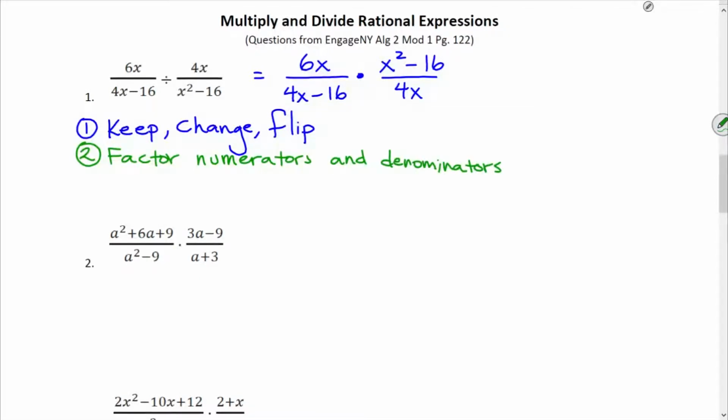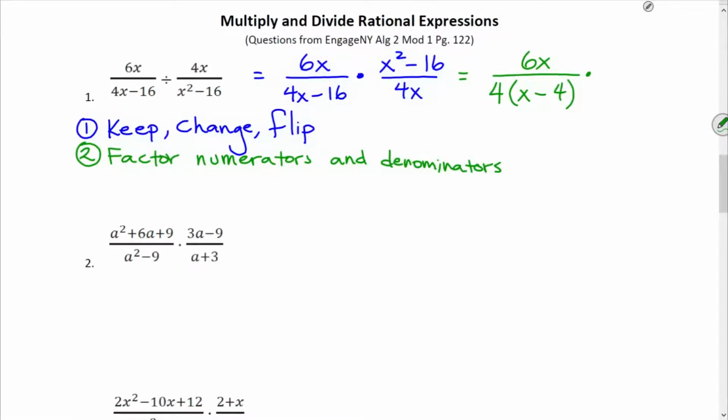Okay, so I can't do a whole lot with 6x. That's just 6x. In the 4x minus 16, I have a GCF of 4. So I pull out the 4, and I'm left with x minus 4, and I have that. Okay, next I'm going to multiply.